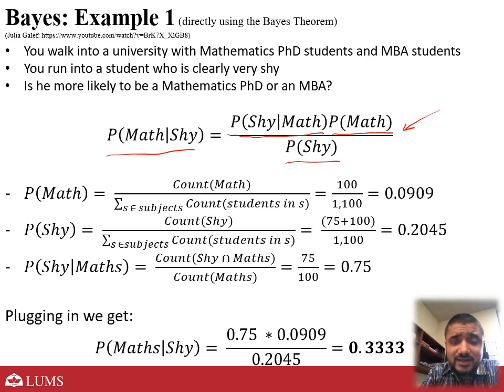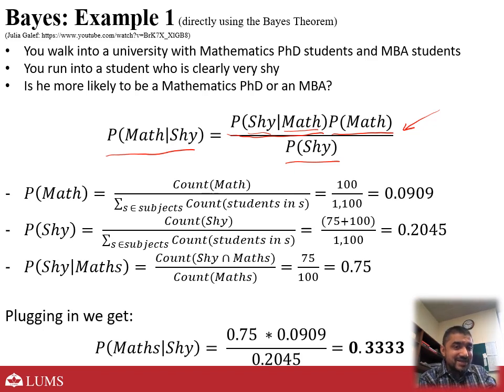Okay, let's take a moment and try to understand what we're doing here. हम यहाँ ये कह रहे हैं probability of math given shy, यानी given कि एक student shy है, the probability कि वो math से belong करता है is equal to the probability of shy given math. इस बात का क्या मतलब है? What does this probability mean? इस बात का मतलब ये है कि given हम math के set में हैं, what's the probability of shy? So we have basically reversed it.